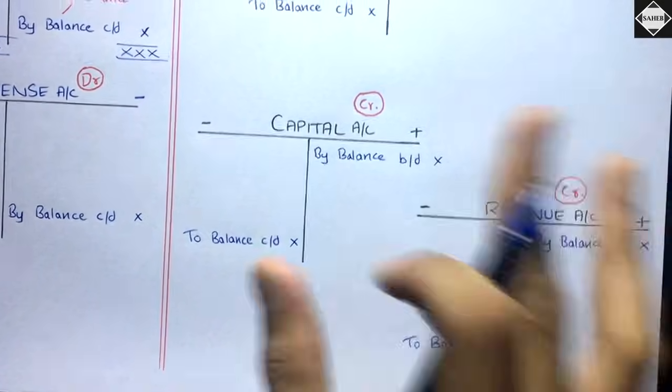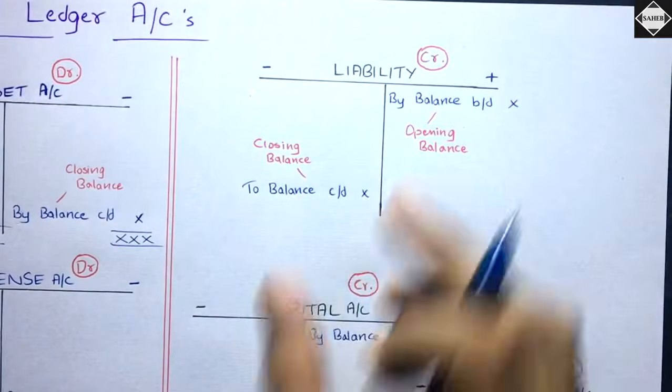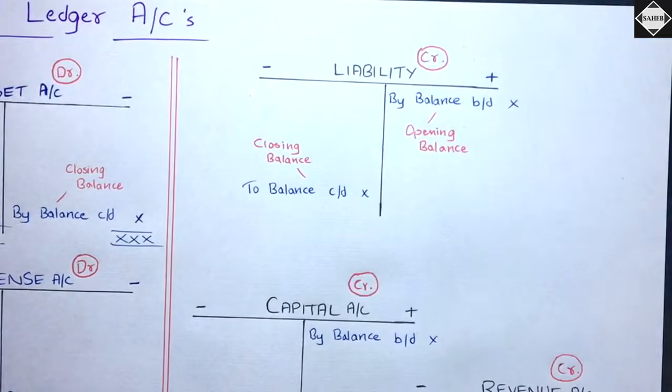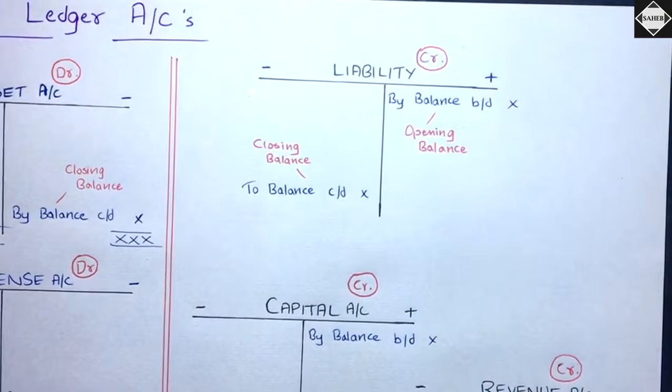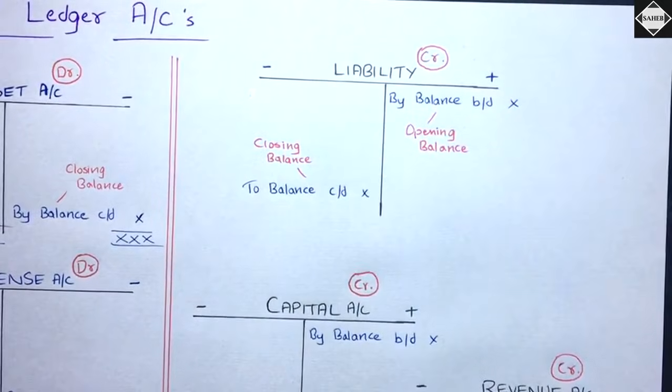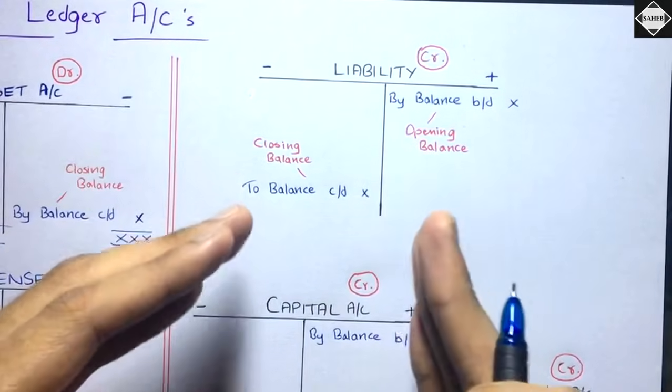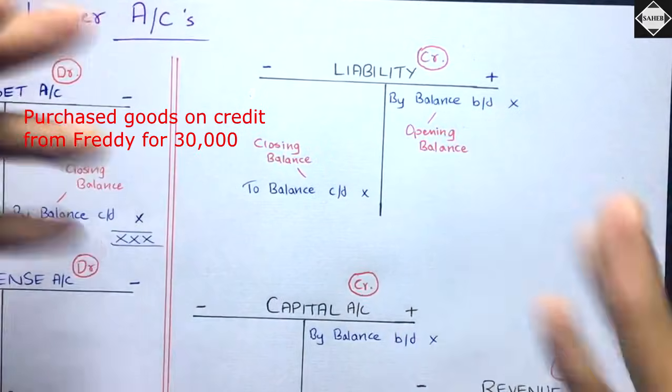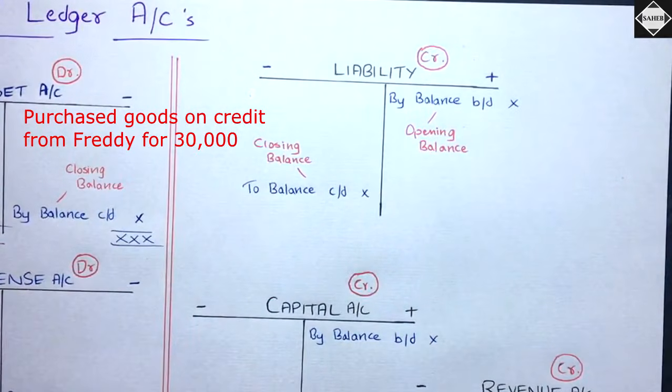For example, let's say one posting about a liability. Let's say you are preparing a creditors account, and let's say you are preparing Freddy's account. We have been talking about Freddy. So Freddy is your creditor, so you have to pay money to Freddy, isn't it? That's your liability. Simple as that.